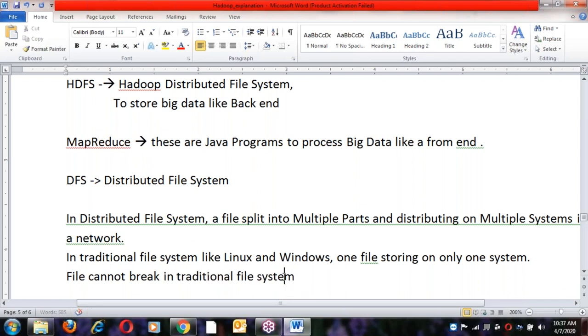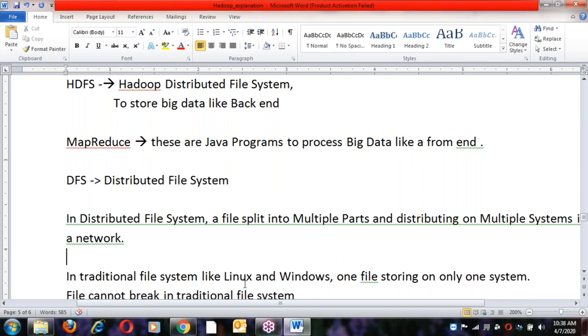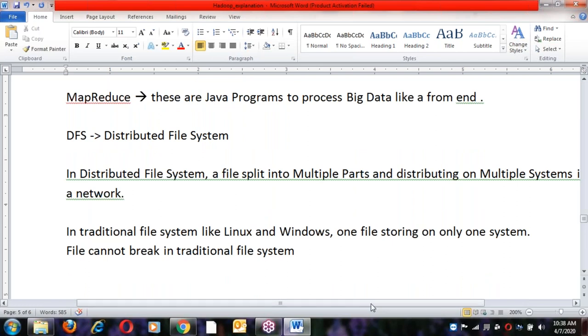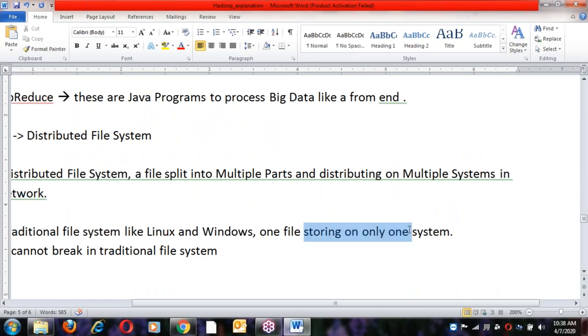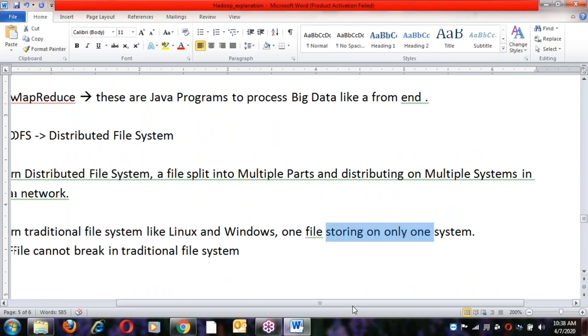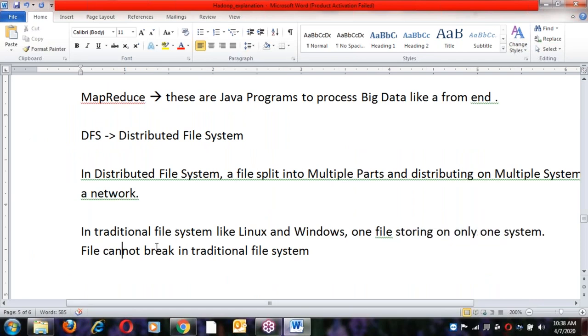If it is a distributed file system, a file is split into multiple parts and distributed onto multiple computers in a network. But in a traditional file system like Linux or Windows, one file is stored on only one system. It is not breakable. A file cannot break into multiple parts in traditional systems.